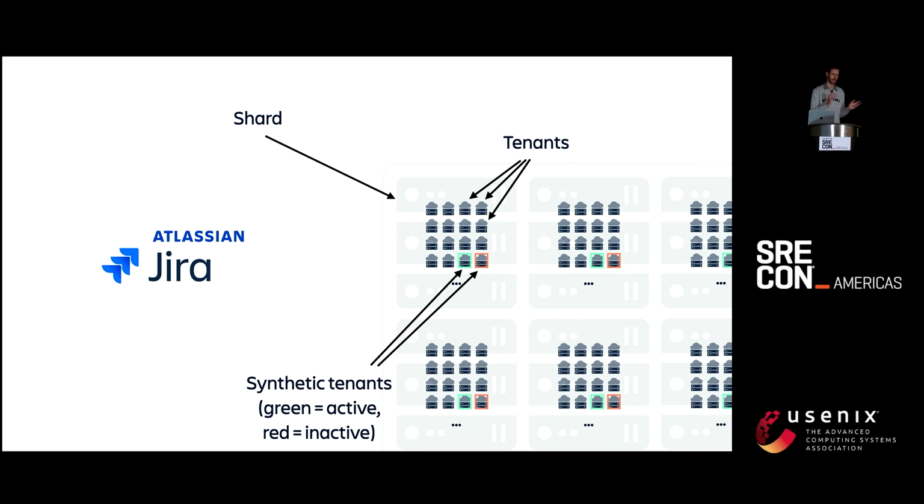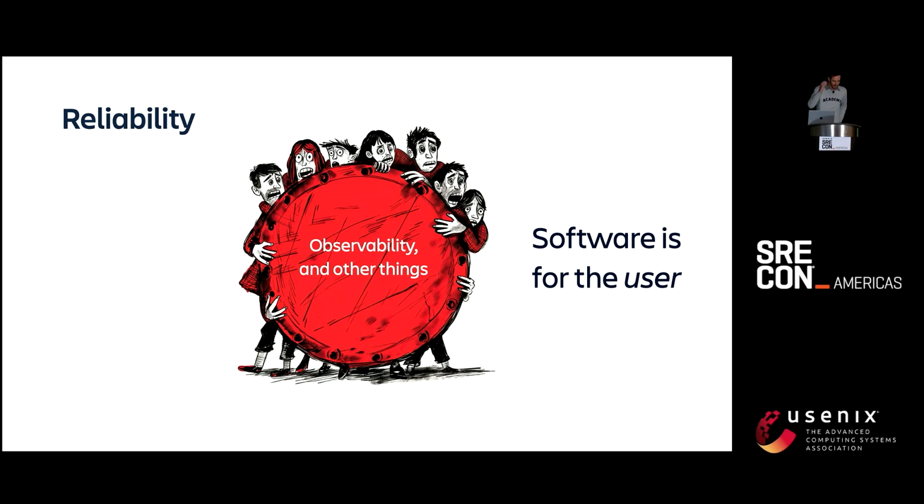And then in each shard, you've got two what we call synthetic tenants. These are just dedicated for handling synthetic monitoring traffic. You've got one active one and one inactive one, so you can swap between the active and inactive when you need to clean one of them up. So our mission, I guess, is to maintain Jira's reliability and improve it where we can. So how do we actually do that with synthetic checks?